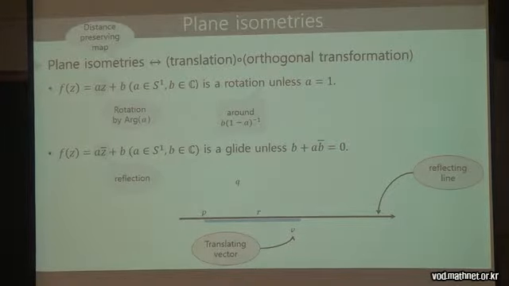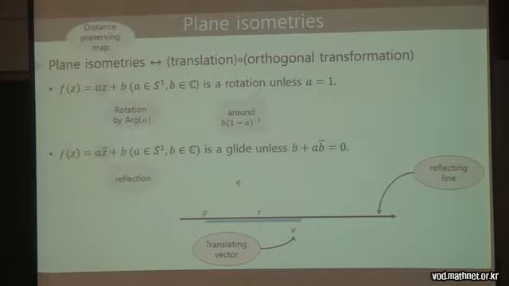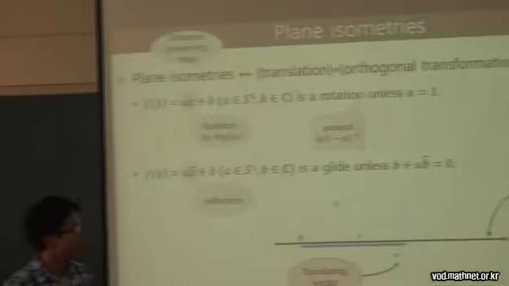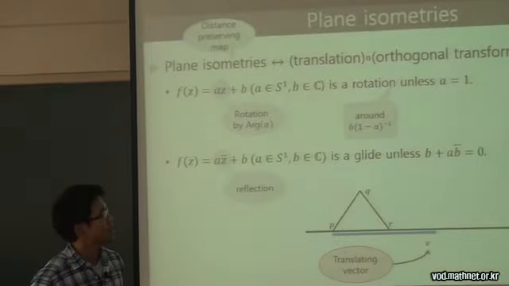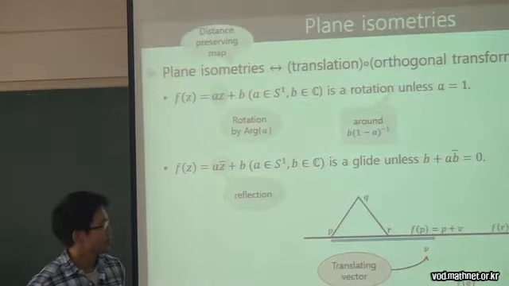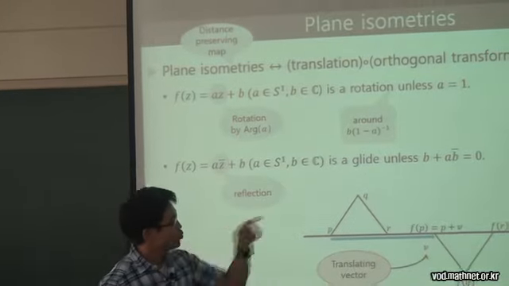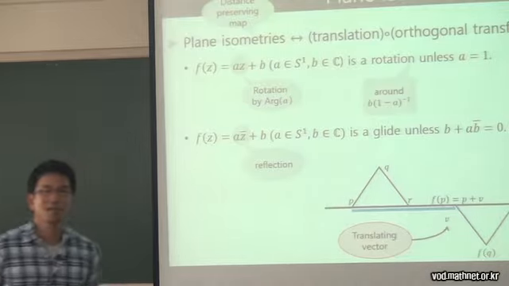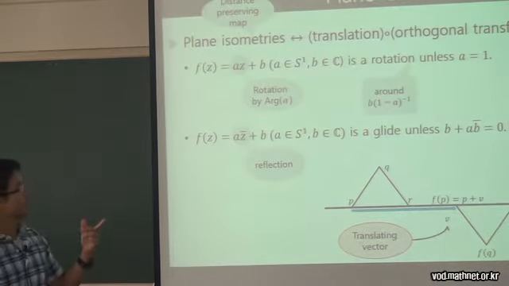Any plane isometry is determined by 3 points. You take the 3 points P, Q, R, and what the glide does to PQR is move that triangle to that triangle. So this is plane isometry.